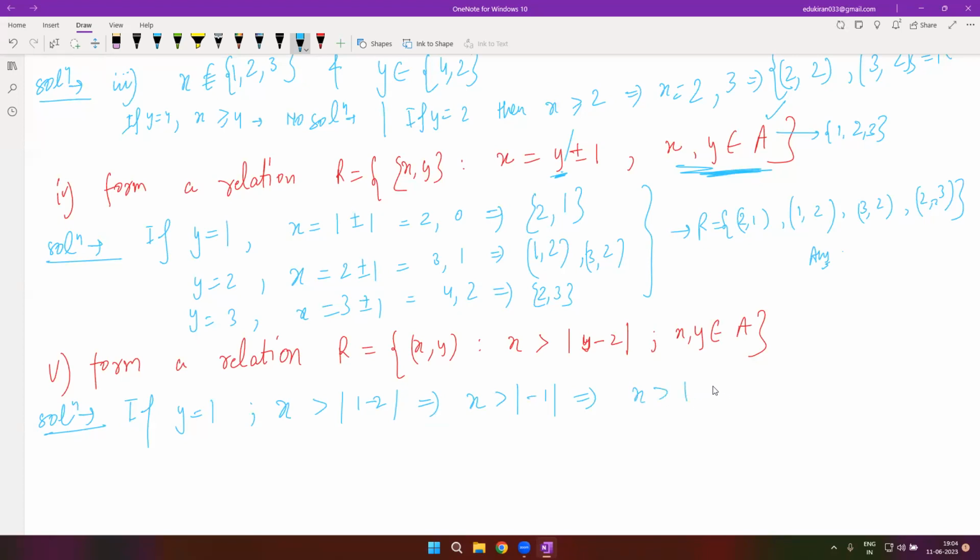If x is greater than 1, then there are two possible values of x, 2 and 3. From the set A, there are two possible values of x, right? Now, let's put y equals 2. Okay, the answer from this case will be x comma y. So the ordered pairs are these: 2 comma 1 and 3 comma 1.